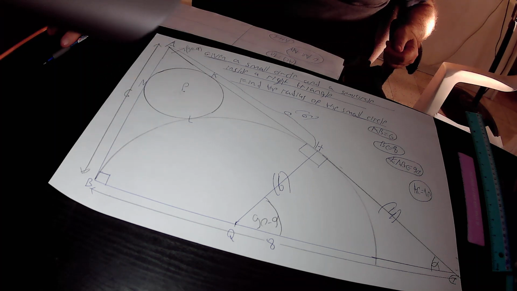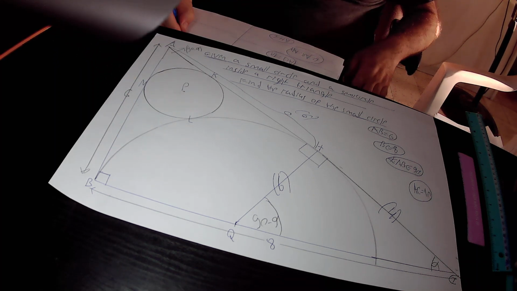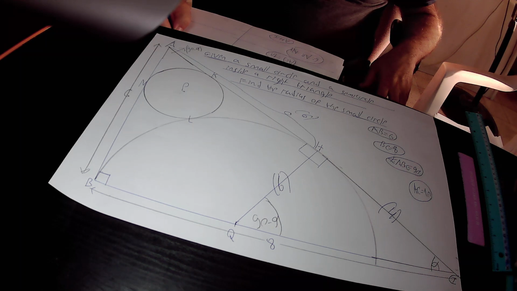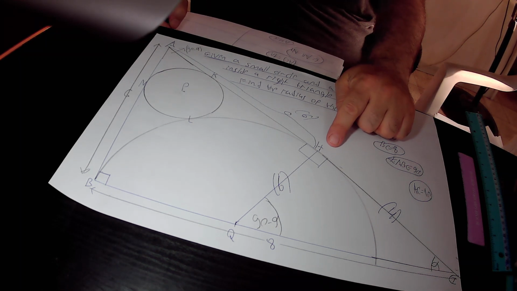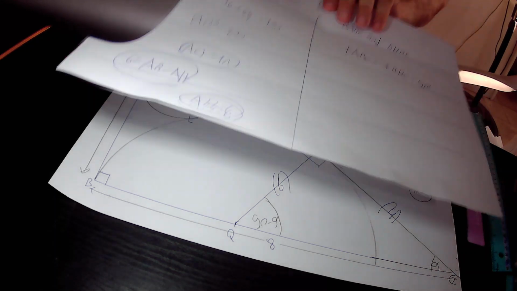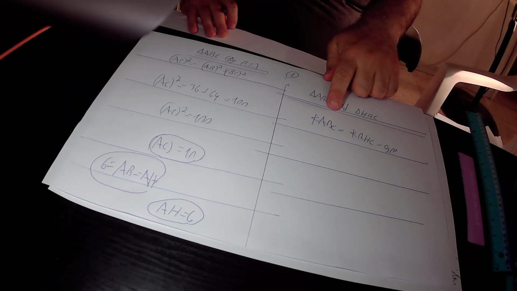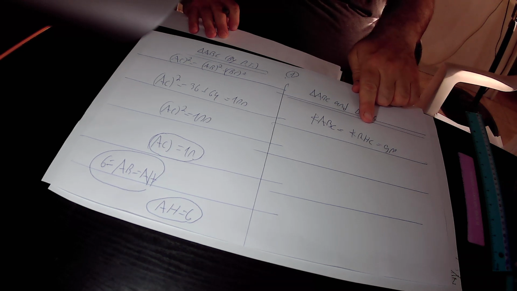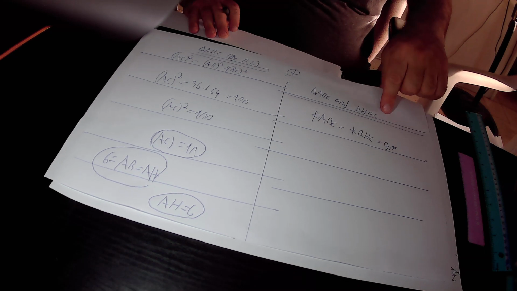So actually, this is angle ABC in the right big triangle ABC, and it is equal to this angle, that is actually angle QHC, in the right small triangle QHC. So repeating again, we found out that angle ABC in the right big triangle ABC equals angle QHC in the right small triangle HQC. They are both equal to 90 degrees, therefore they are equal to each other.